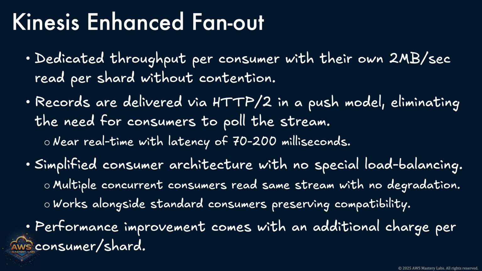In traditional Kinesis consumer models, multiple applications share the read throughput of a shard. This can quickly become a bottleneck when several systems need to consume the same data stream simultaneously. That's where Kinesis Enhanced Fan-Out comes in, offering a powerful alternative designed specifically for high-performance, low-latency data delivery. With Enhanced Fan-Out, each registered consumer gets its own dedicated throughput, up to 2 megabytes per second per shard. This means your applications don't compete with each other for read capacity. Whether you have one consumer or 10, each one gets a private channel of data from the stream.